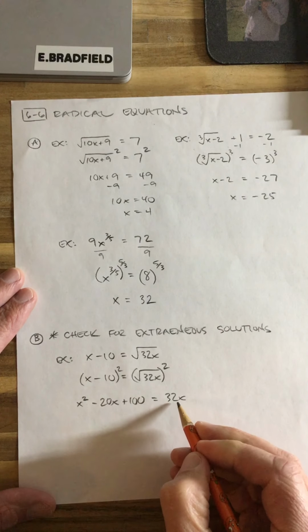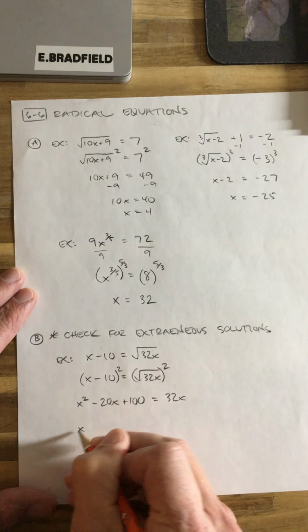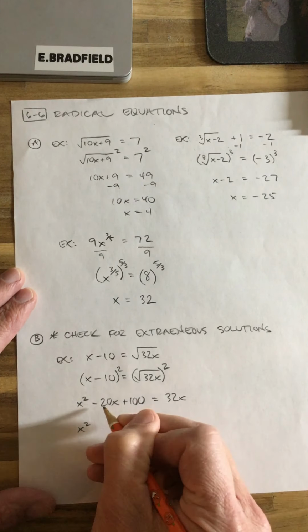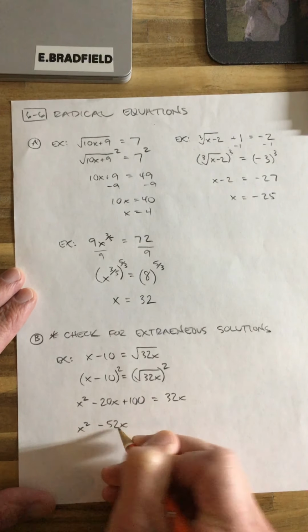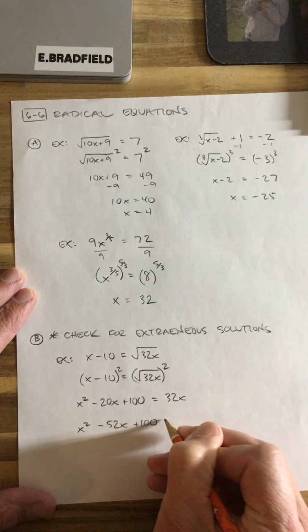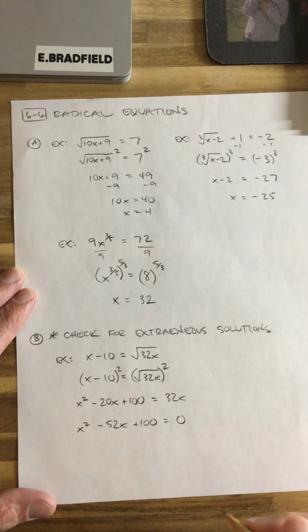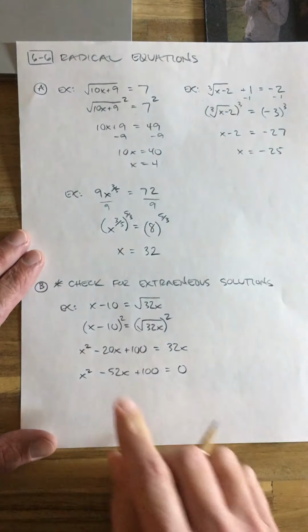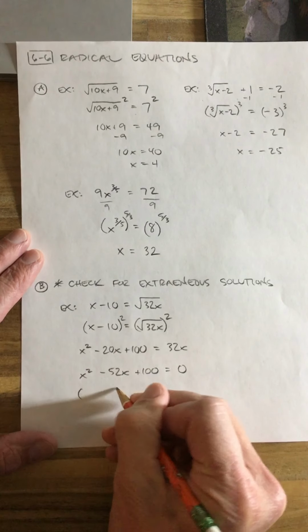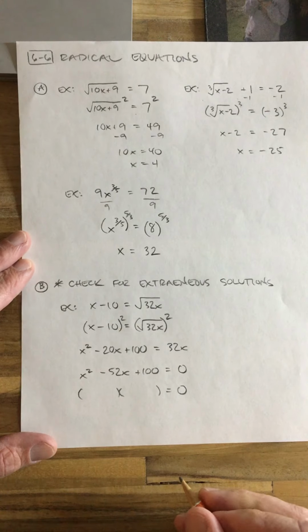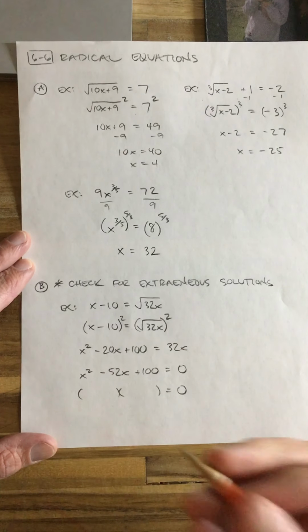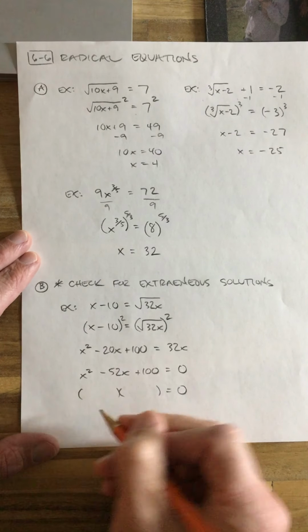Now combine like terms. Move that over, so we get x squared. Subtract 32x, combined with negative 20x is negative 52x, plus 100 equals 0. All right, and here we go. This looks factorable. I'm hoping it is. That would be a bummer if it wasn't, doing all this work and then having to use the quadratic formula. But anyway, you can if you want.